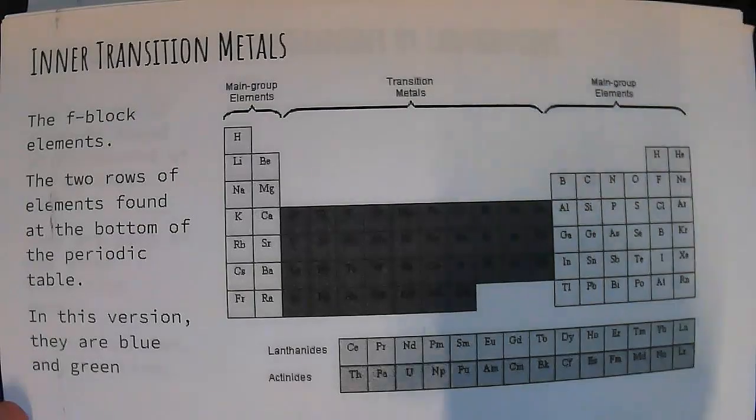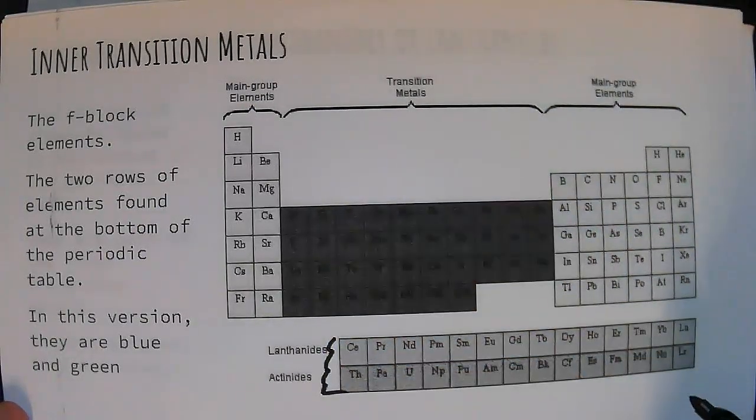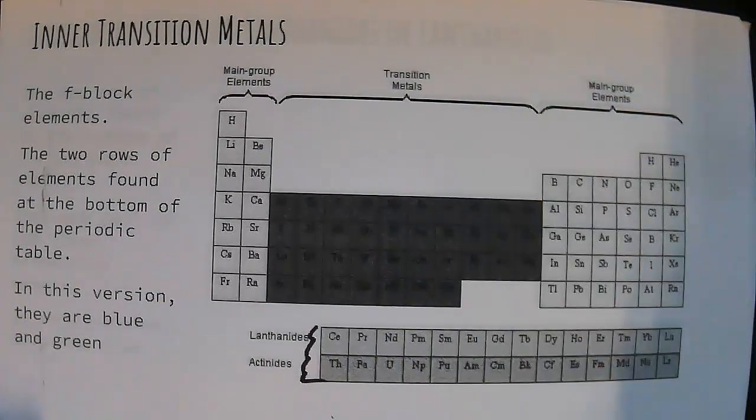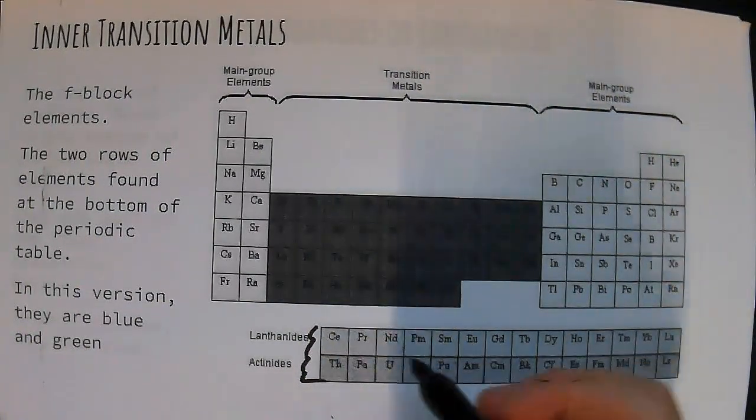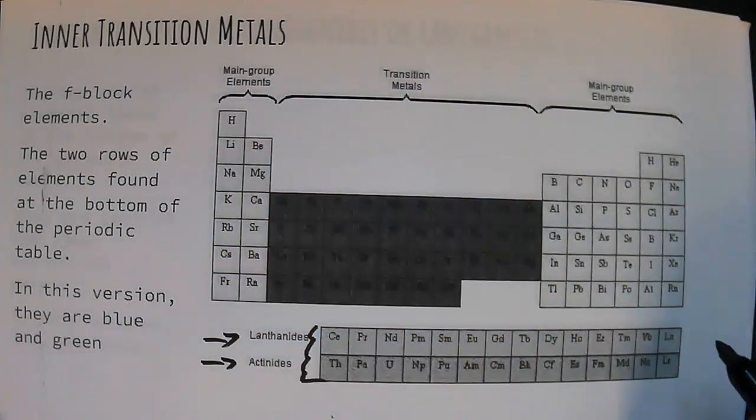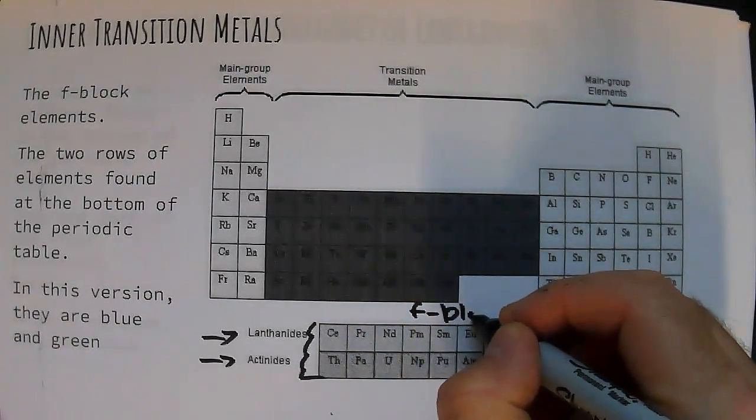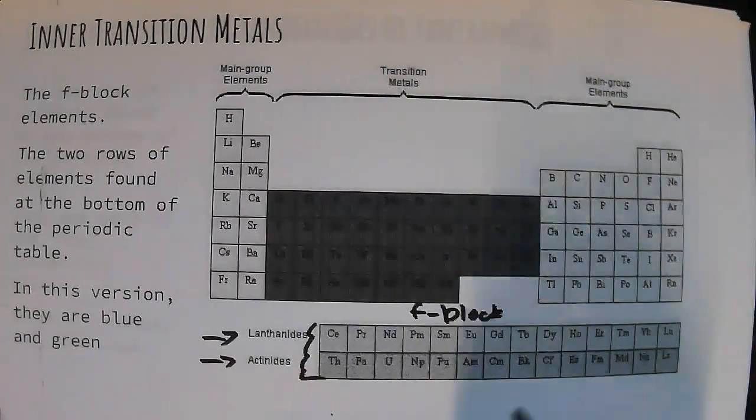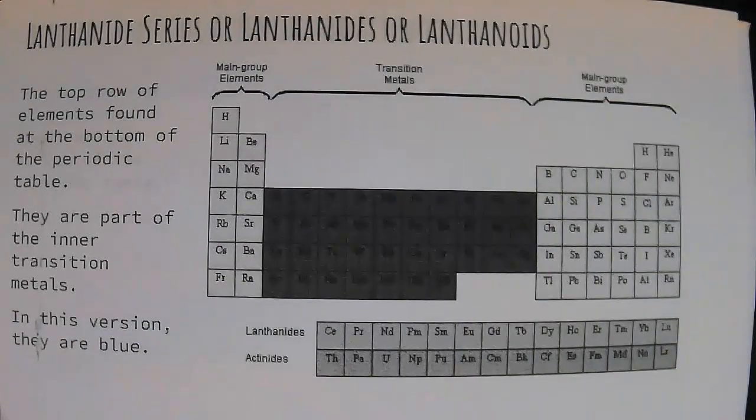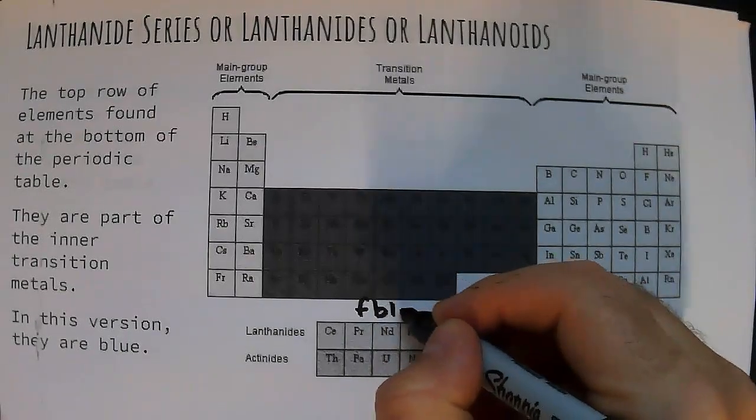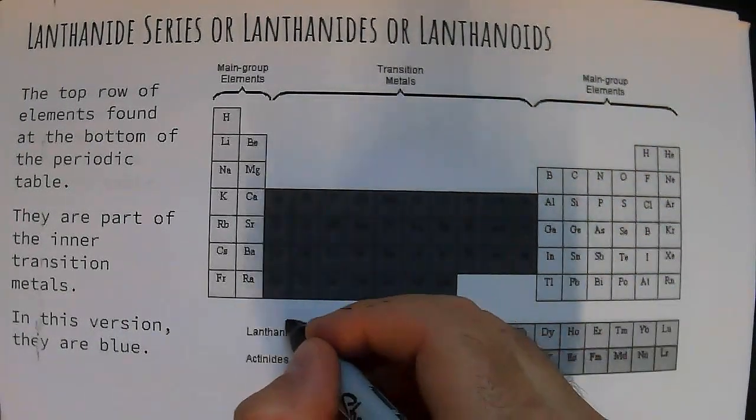And then the inner transition metals are below the periodic table. Okay, we're not going to deal too much with the ones below the periodic table, but you have to know that they exist. And there's two rows of the inner transition metals. Okay, and again, these are the F block elements. Okay, and there's 2 rows of those guys.